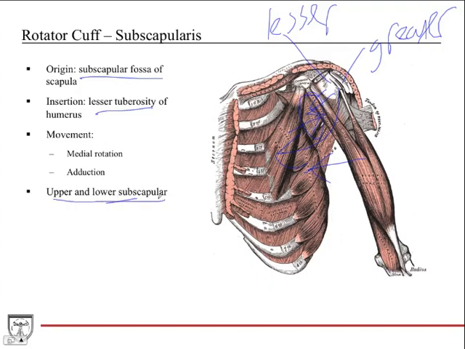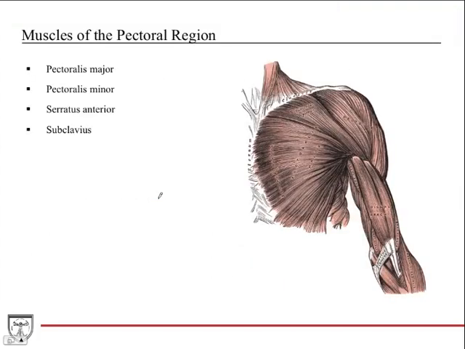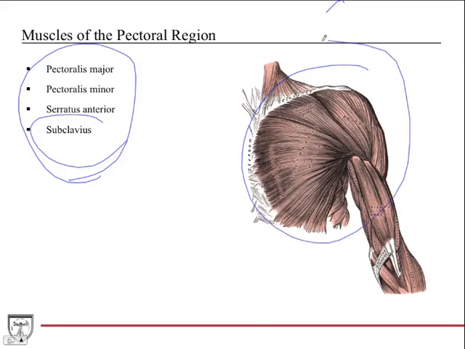Pretty easy. Those come off the brachial plexus. Now, we'll talk about the muscles of the pectoral region as well. These are the muscles of the pectoral region: Pectoralis Major, Minor, Serratus Anterior, and Subclavius. This is a good picture of the superficial layer of the pectoral region.